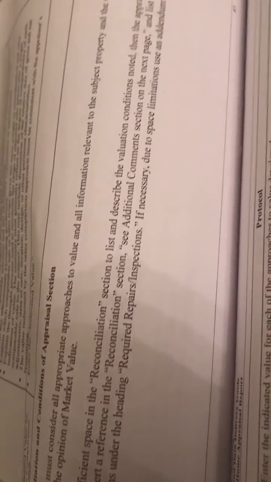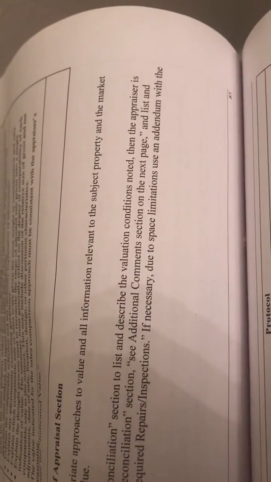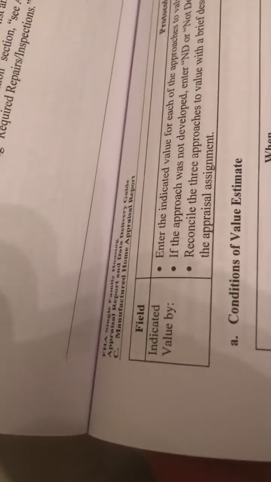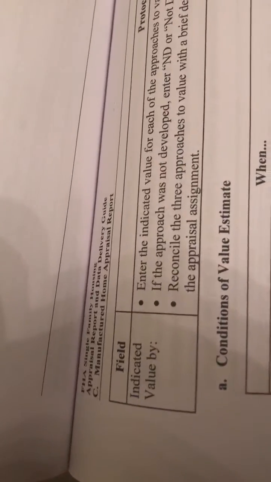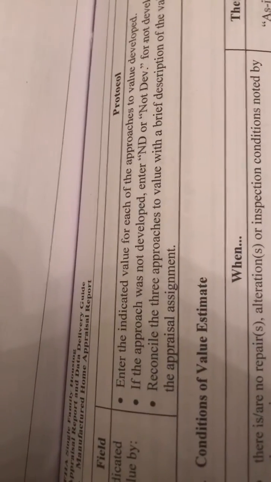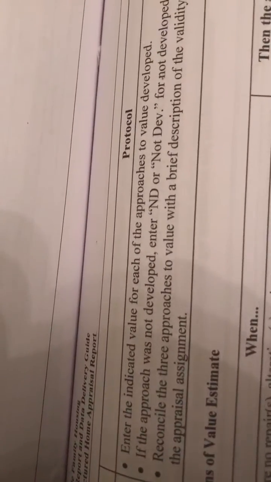See additional comments section on the page and list and describe the items under the heading required repairs/inspections. If necessary, due to space limitations, use an addendum with the same heading. Page 171. Field: Indicated value by. Protocol: Enter the indicated value for each of the approaches to value developed.